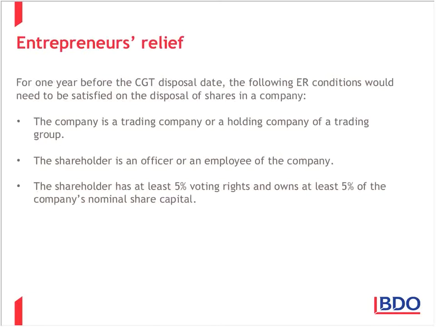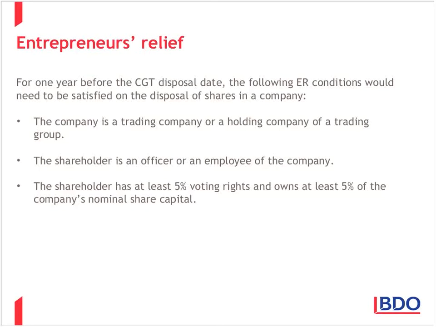So, looking at the qualifying conditions, we don't have time to review the ER qualifying conditions in any detail, but in essence, for 1 year before the date of disposal, the following ER conditions would need to be satisfied on the disposal of the shares in a company. First, the company would need to either be a trading company or the holding company of a trading group. The second requirement is the shareholders would need to be an officer or employee of the company or group company. And finally, the shareholder needs to exercise at least 5% of the voting rights and own at least 5% of the company's ordinary share capital, and that is calculated by reference to nominal value.